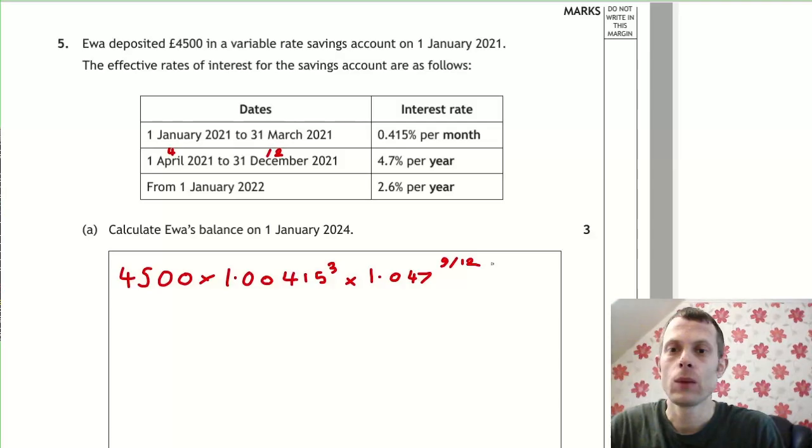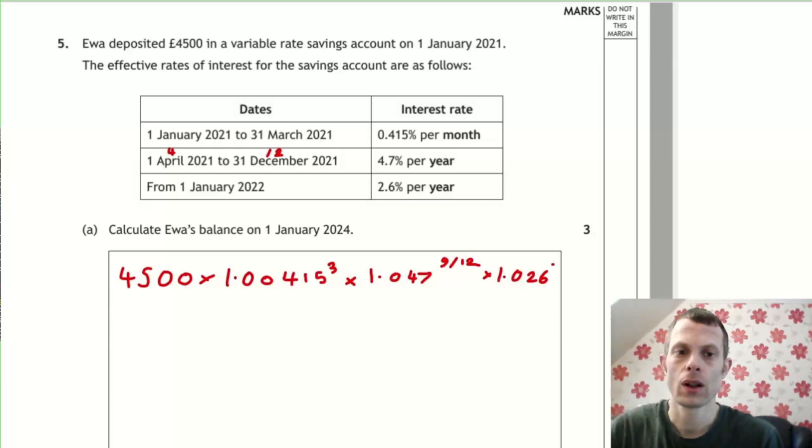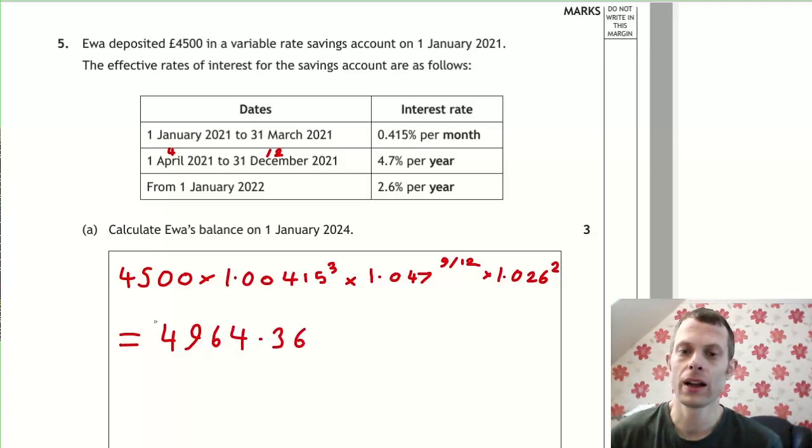And finally we have 2 years, 2022 and 2023. So that's times 1.026 to the power of 2. And we do this on a calculator. We get £4,964.36 rounded to the nearest penny.